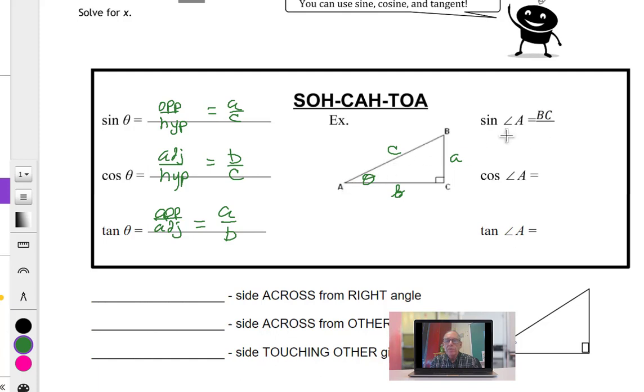In terms of side lengths, the sine of A is equal to BC over AB. The cosine of angle A, or theta, is equal to adjacent, which is AC, over hypotenuse, which is AB. And the tangent of theta is the opposite, which is BC, over the adjacent, which is AC. So that's how we can use the different side lengths to set up the ratios.